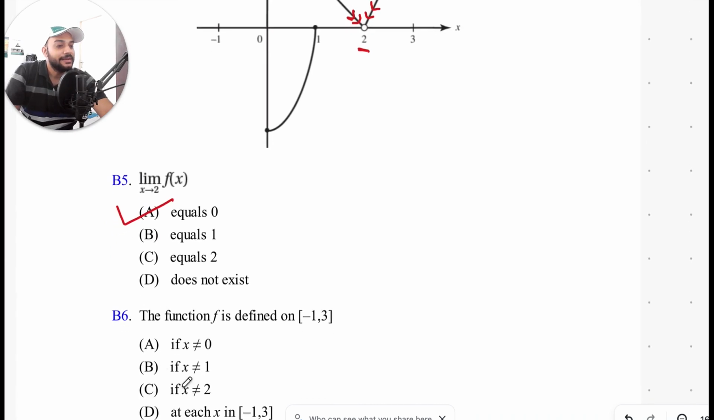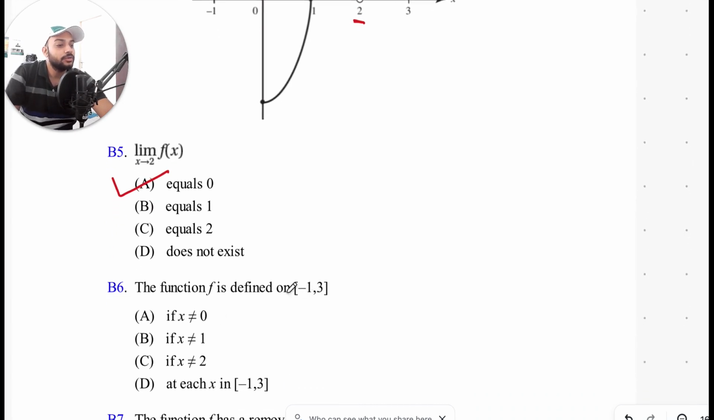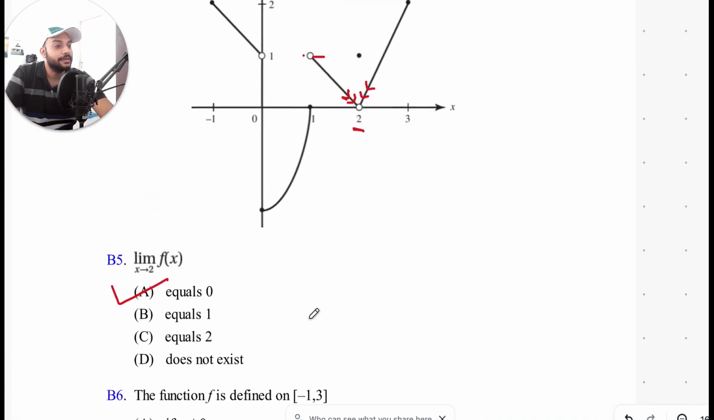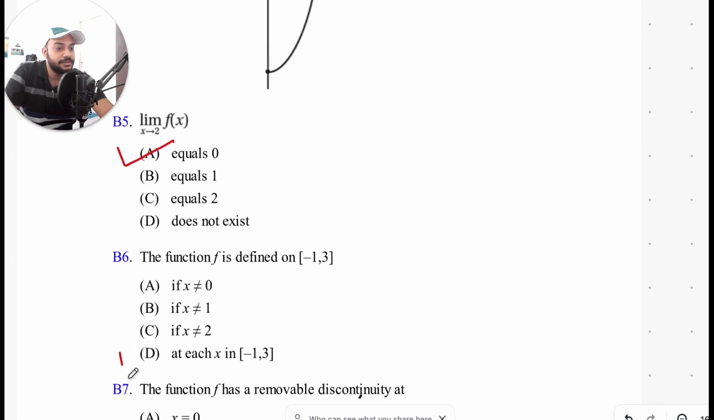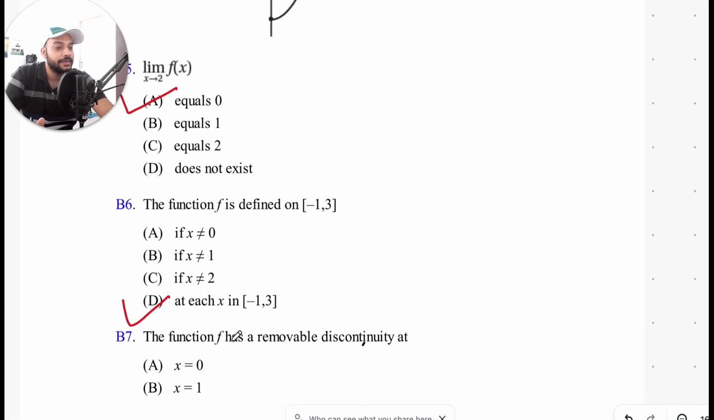A. The function f is defined on the closed interval -1 to 3. We need to check whether it's defined at each point in this interval. So -1 to 3, yes, the function definition is available for all the points. So option D is correct. There's no point at which the function does not have a value.